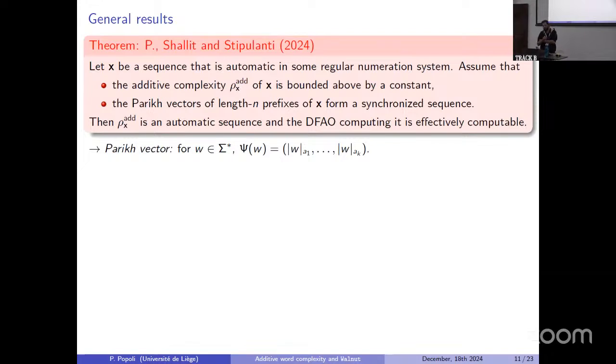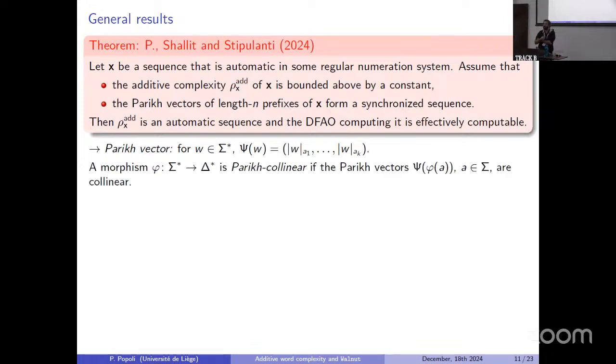Then we have proved that the additive complexity is in fact automatic, and we can also provide the automaton that computes it. So the Parikh vectors: for any word, we have a vector of length k, which are the number of occurrences of each letter in the word. And as a first application of this theorem, we have a family of morphisms. A morphism is called Parikh-collinear if the Parikh vectors of the images of the morphism are collinear.